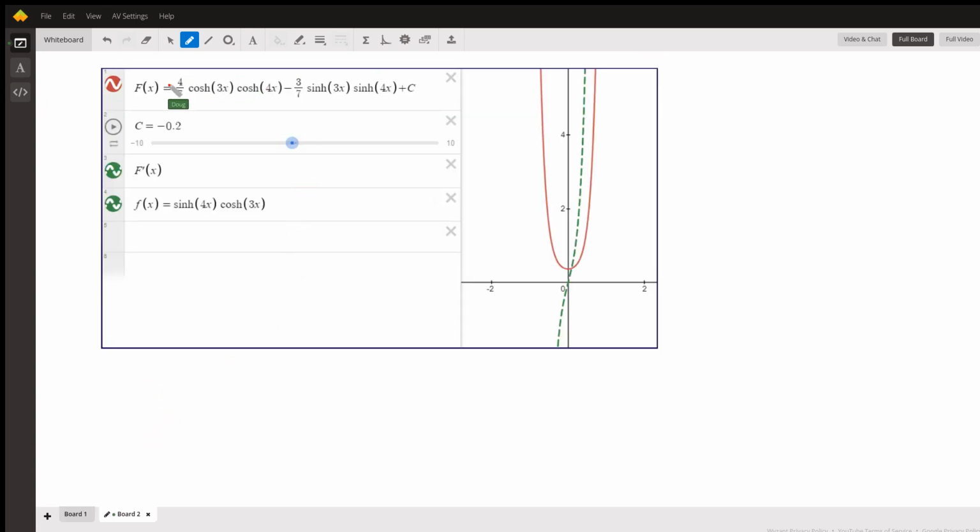Here's what it looks like on Desmos. Here's the antiderivative. There's the 4/7 and then minus 3/7. There's the constant of integration. Now if I take the derivative of that function, that's this green dashed line. And that happens to match the integrand for the indefinite integral I was trying to evaluate. So that kind of proves that that's your antiderivative right there.